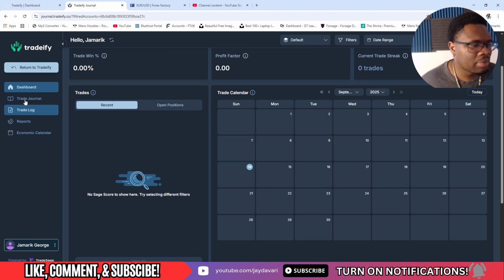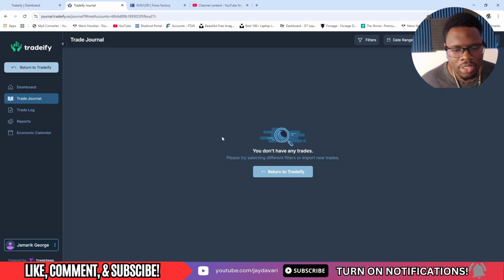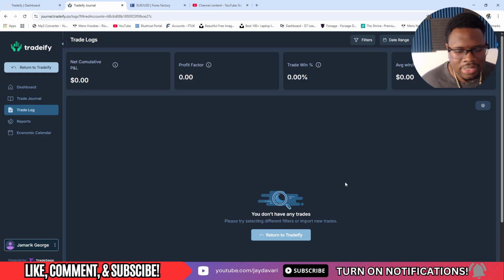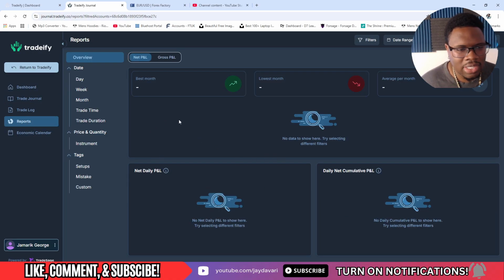So we got that. So you don't have any trades. Okay, it says you can import the trades and you can also filter them out. Okay, that's nice. This reports tab is nice too.